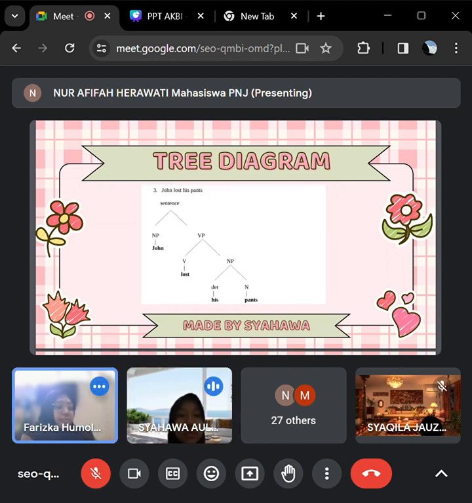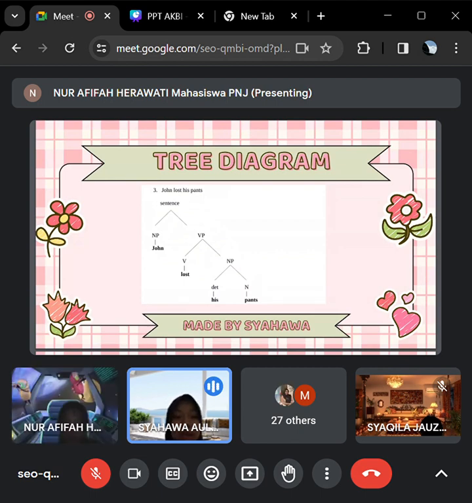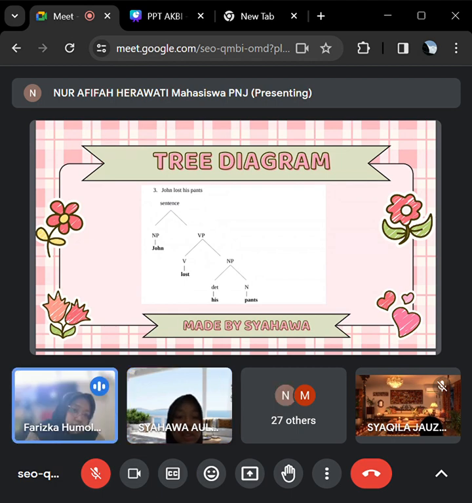Next sentence: John lost his pants. The sentence is divided into noun phrase and verb phrase. The noun is John, and the verb phrase is divided into verb and noun phrase. The verb is lost, and the noun phrase is divided into determiner and noun. The determiner is his, and the noun is pants.